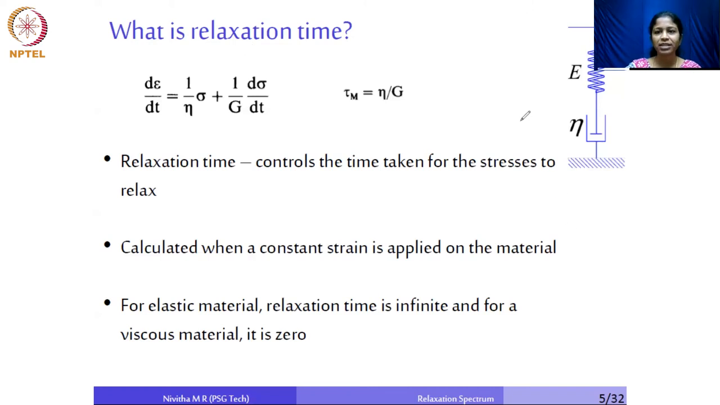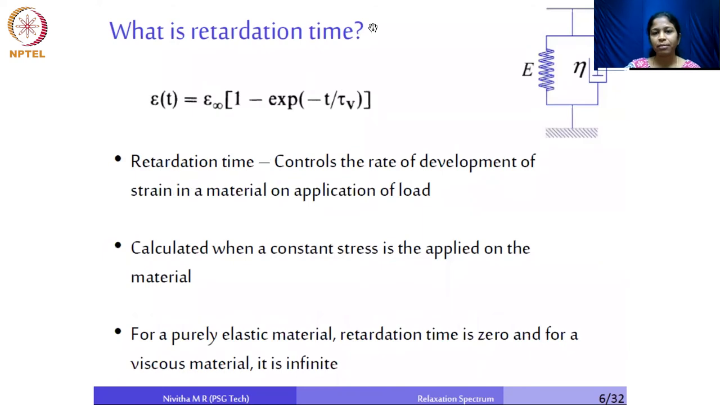So what is this retardation time? Retardation time can be explained using a Kelvin-Voigt model. So we have assumed a Voigt unit here, wherein we have the spring and the dashpot connected in parallel. Okay. This retardation time controls the rate of development of strain in a material on application of load. So this is calculated when a constant stress is applied on the material. So I have my stress. I apply a constant stress sigma naught.